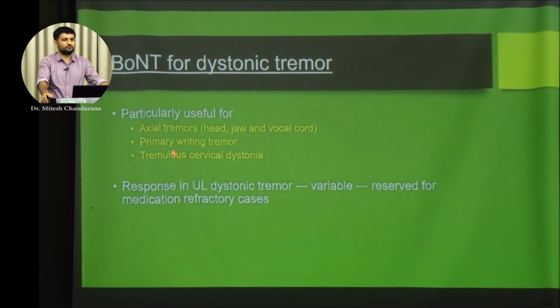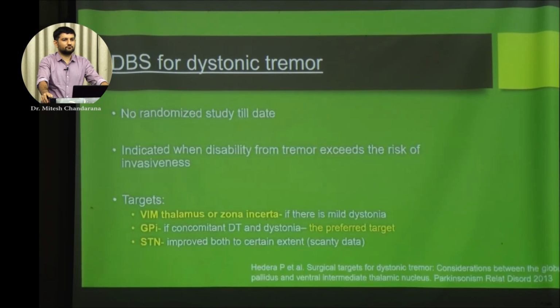Botox for dystonic tremor is particularly useful for axial dystonic tremors like head, jaw, and vocal cord, and primary writing tremor. The response in upper limb dystonic tremor is variable, and therefore it is reserved for medication refractory cases.